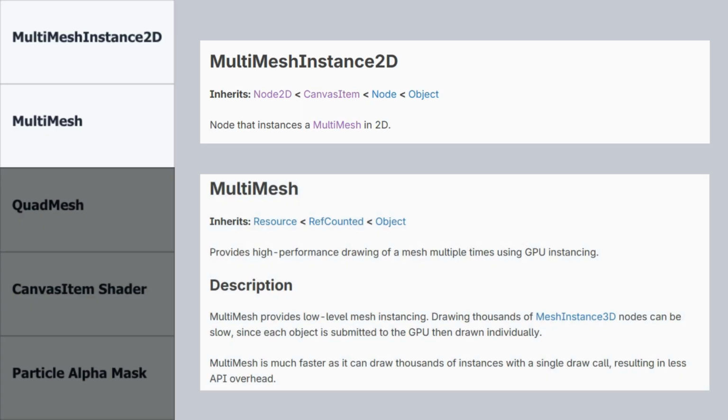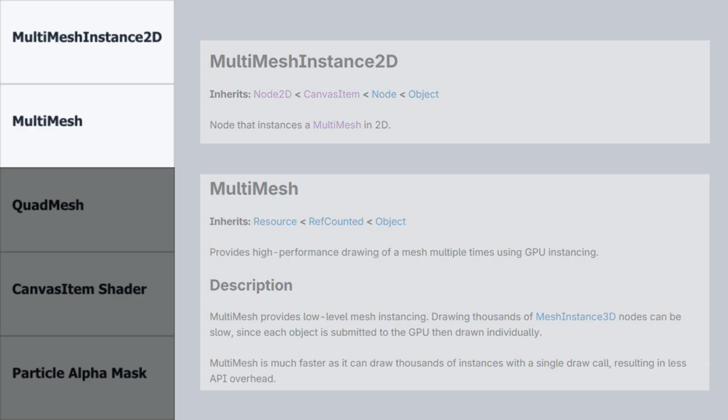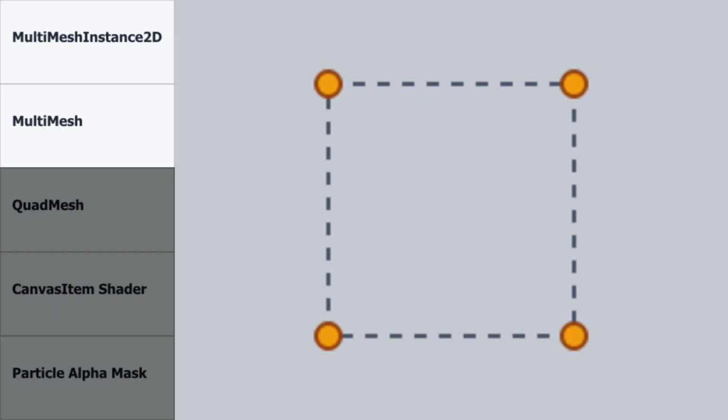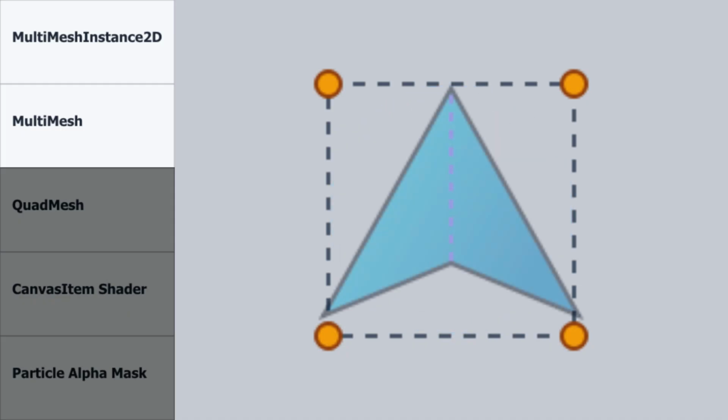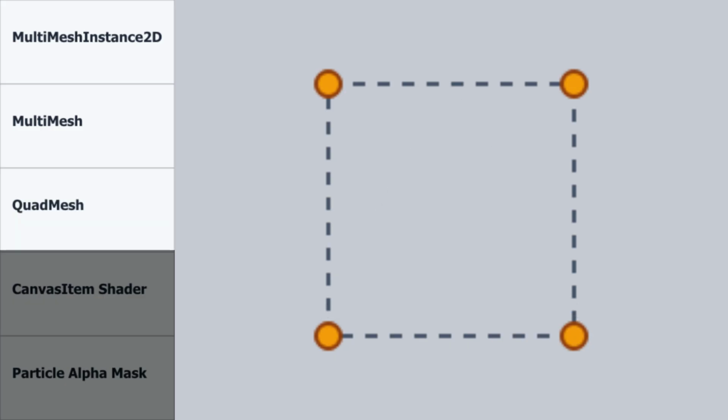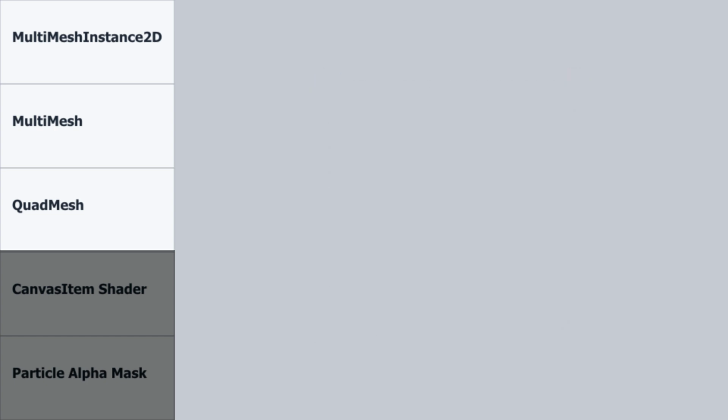MultiMeshInstance2D, along with MultiMesh, is a powerful tool in Godot that's designed for drawing the same 2D mesh many times very efficiently, using GPU instancing. Under the hood, each object instance in a multi-mesh draws the same mesh. That mesh could be a quad, a triangle, or any custom set of vertices. In this simulation, we'll use a simple quad mesh. So initially, each particle would be drawn as a square, at least until later in the video.